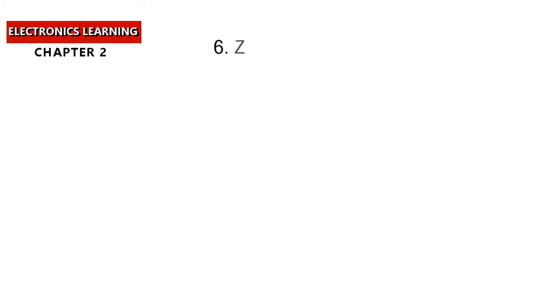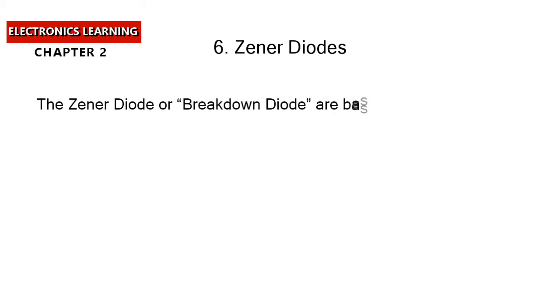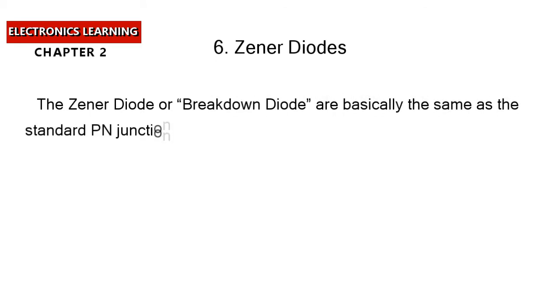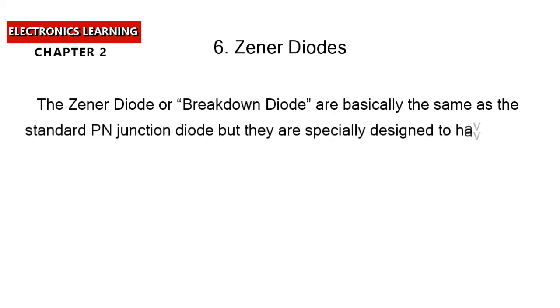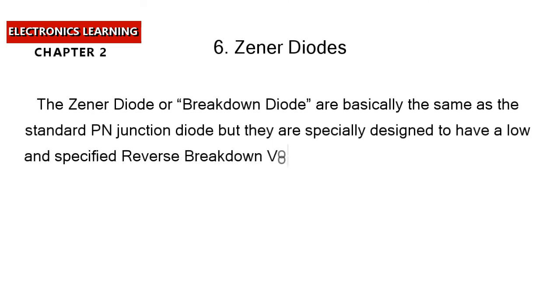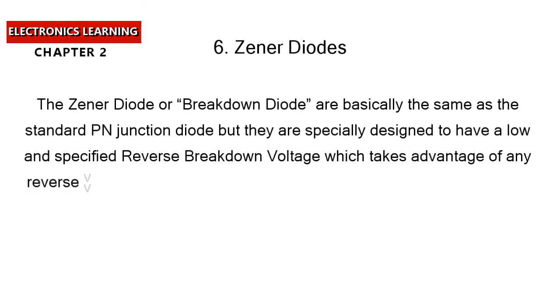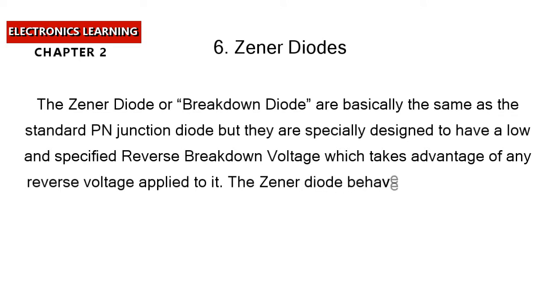Our next topic is Zener diodes. The Zener diode, or breakdown diode, is basically the same as the standard PN junction diode, but it is specially designed to have a low and specified reverse breakdown voltage, which takes advantage of any reverse voltage applied to it.